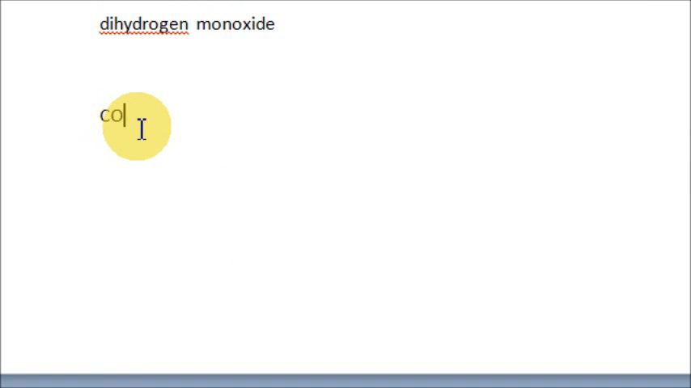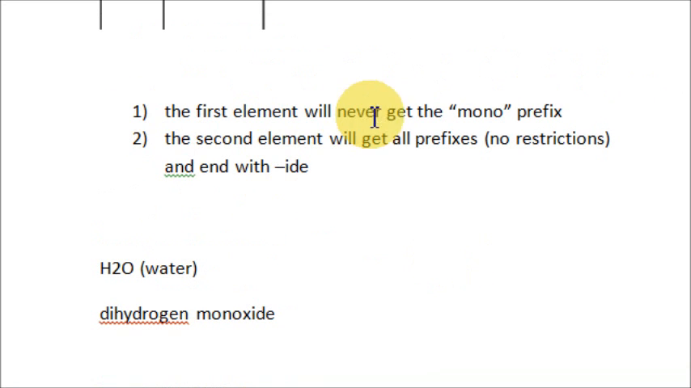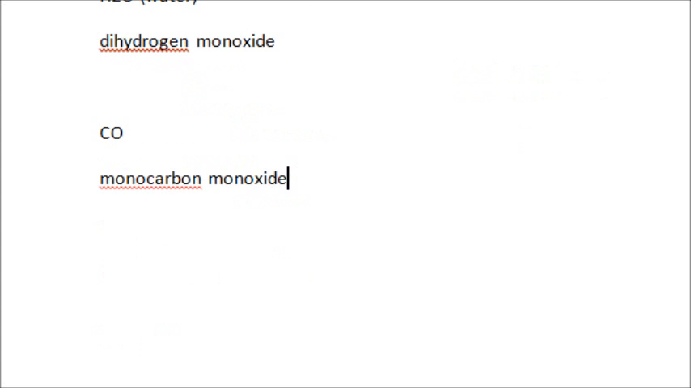Alright, cool. Let's do another one. 1 carbon, 1 oxygen. You may be thinking, monocarbon monoxide? Nope. Remember the first little rule: the first element will never get the mono prefix. So you just take mono off. There you go. Yay!